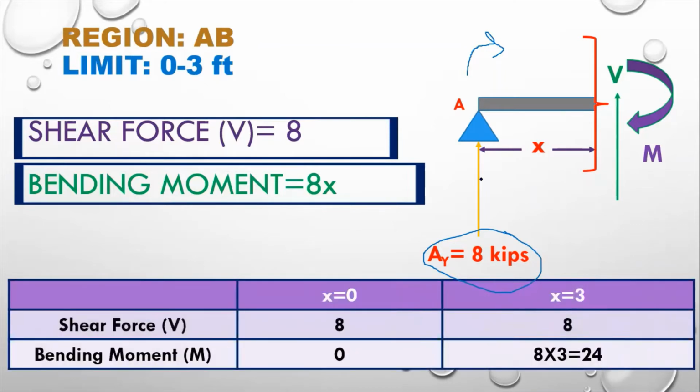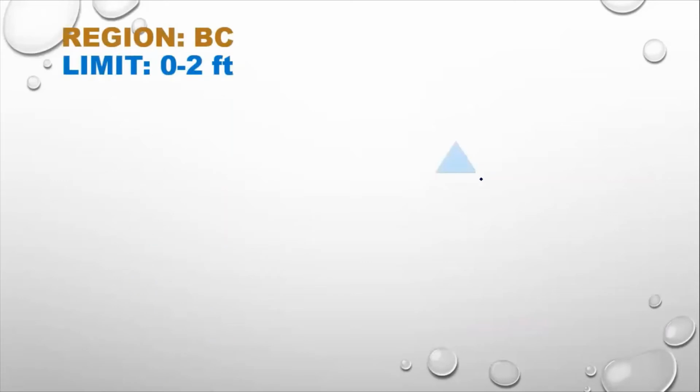So when I put the value of x equals to 0 and 3 in the shear force equation, I will get the same value, that is 8. And for the bending moment, when I put 0, 8x, 8 multiplied by 0 equals to 0. And when I put 3 in the bending moment equation, 8 multiplied by 3 equals to 24. So I am going to solve the second region, that is BC.